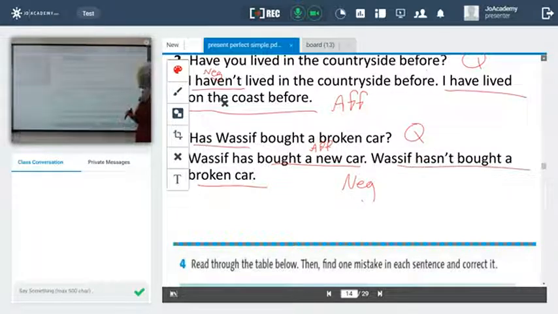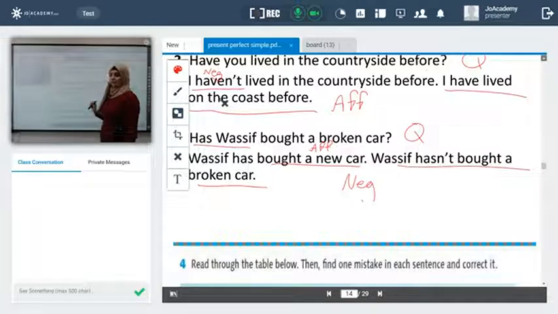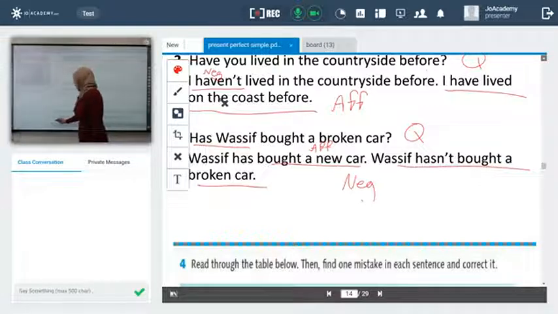Okay, that is exercise number 3. Please write the correct answers on your notebooks. And now we're going to move to exercise number 4.